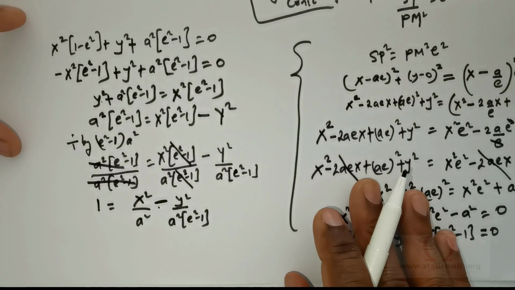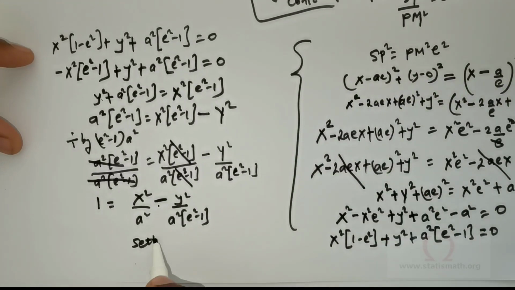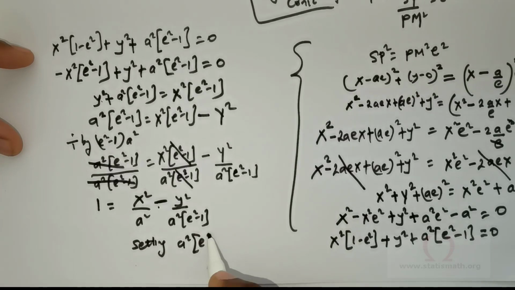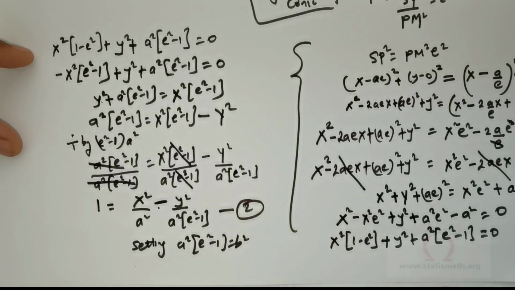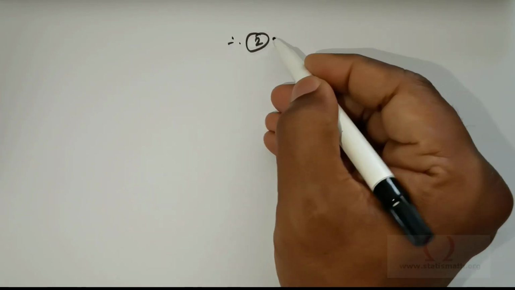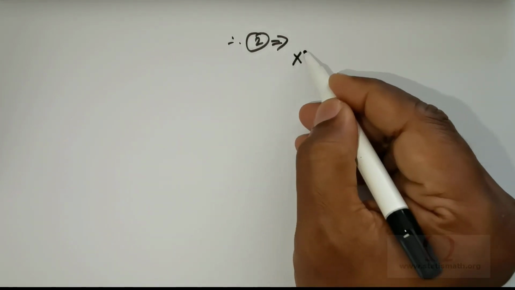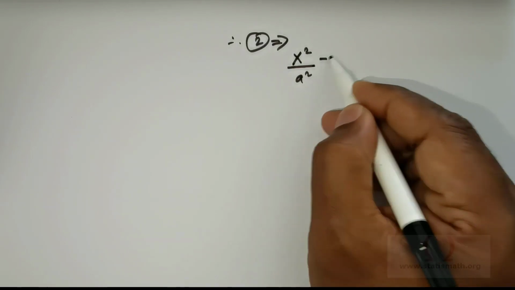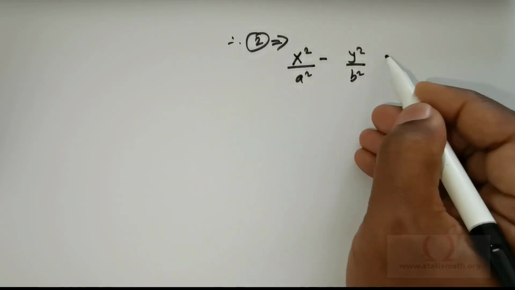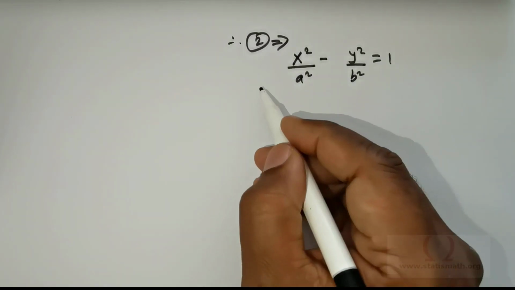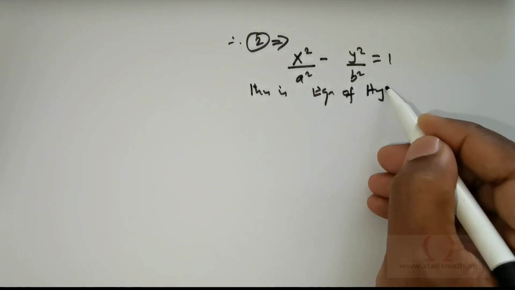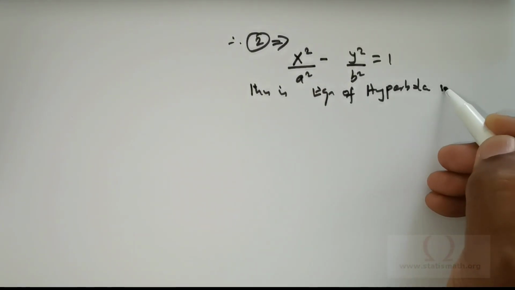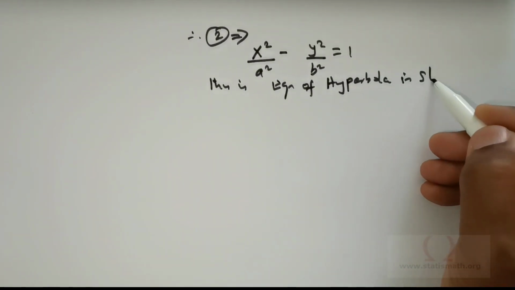Now if we set a squared of e squared minus 1 equal to b squared and substitute it in equation 2, using this page, then equation 2 would be rewritten as x squared over a squared minus y squared over b squared is equal to 1. Now this is the equation of the hyperbola in standard form.